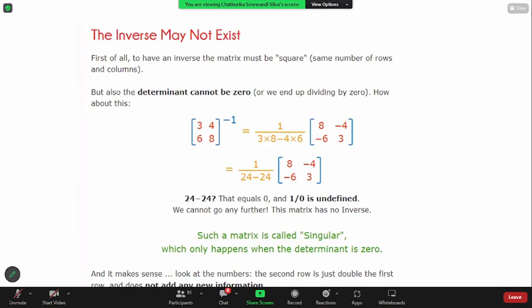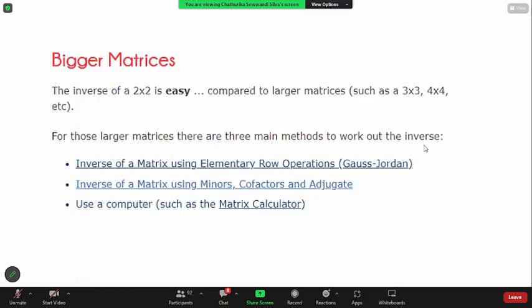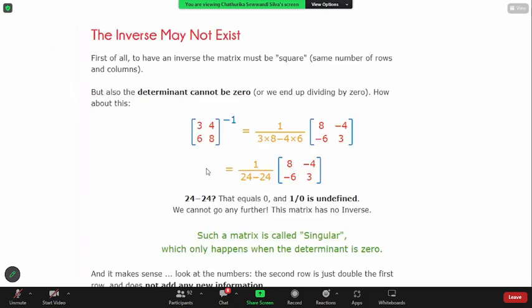So that's the first thing. But also the determinant cannot be zero. As we have already discussed, it should not be a singular matrix. There should be some non-zero value for the determinant. Right? Okay, same thing. For bigger matrices, finding the inverse is harder, but the inverse of a 2 by 2 is easy.